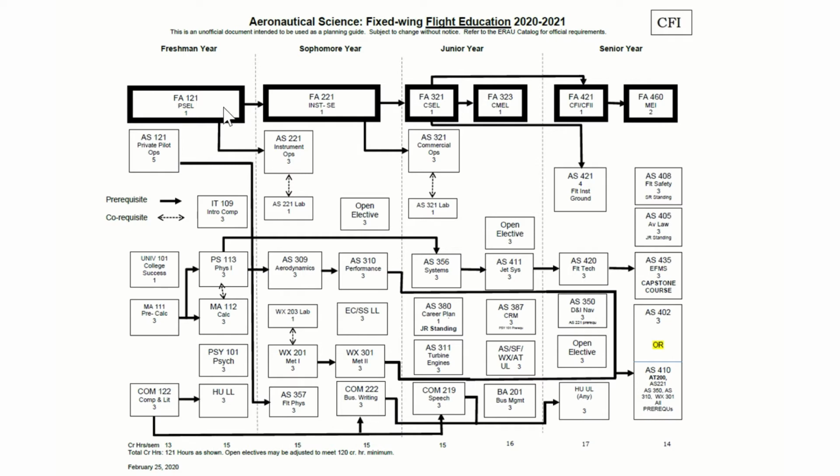The flight course before it is the prereq to that ground course. So FA 221 is the prereq to 321. FA 121 is the prereq to AS 221. So you cannot go into this next level of ground until you're finished with the previous flight course.